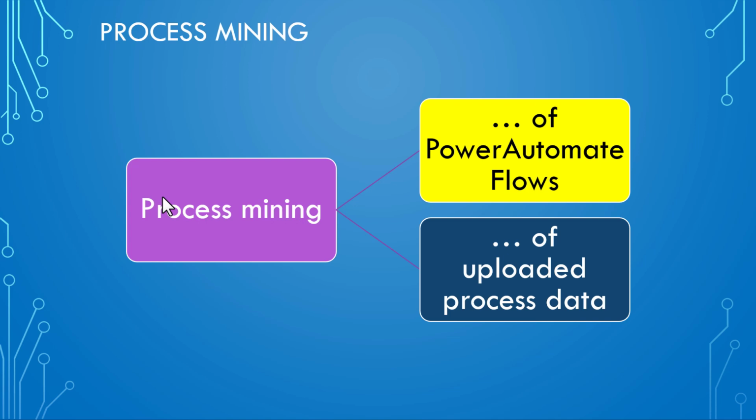Okay, now if we talk about process mining, then we have 2 possibilities. The first one is we can analyze Power Automate flows, or we can analyze data that we uploaded, for example, from a different ERP or CRM system.